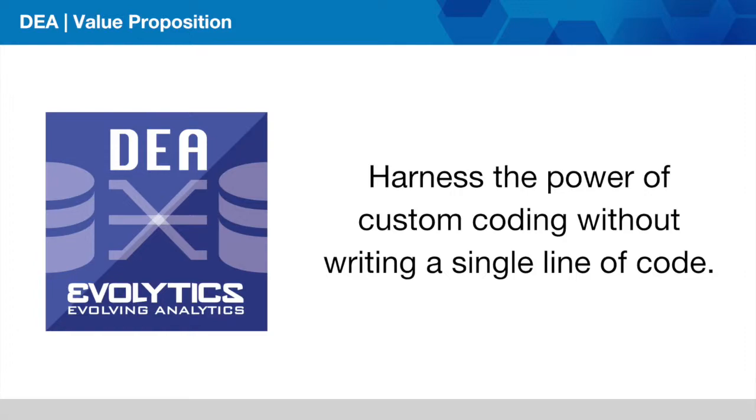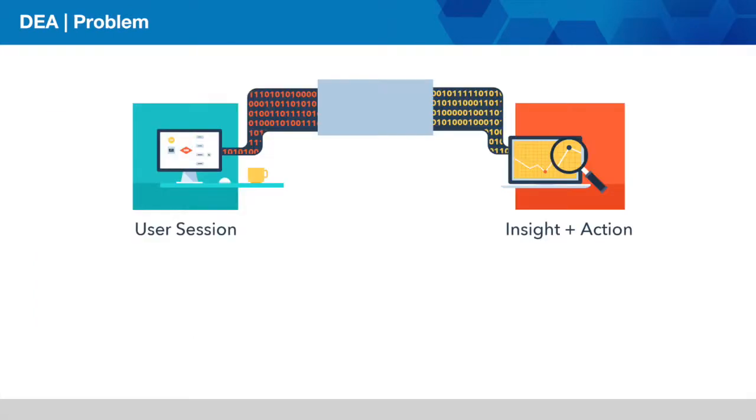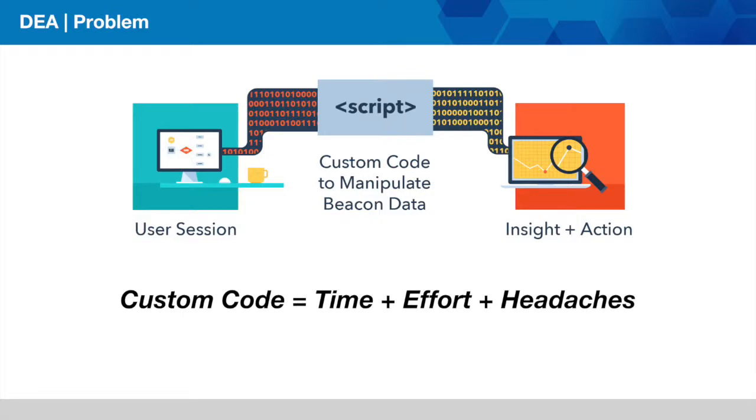Before we get started, let's review why Evolytics created the Data Element Assistant in the first place. When using Launch by Adobe to implement tags like analytics solutions, marketing beacons, or personalization platforms, data from your site needs to be manipulated in order to adhere to the formats required by those tags. Right now, that manipulation of data is only available through custom code, and that requires additional time and technical assistance.